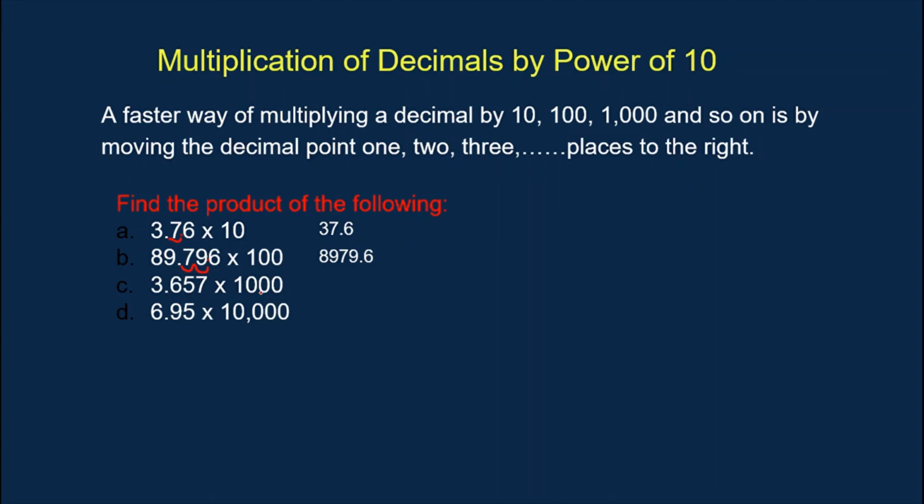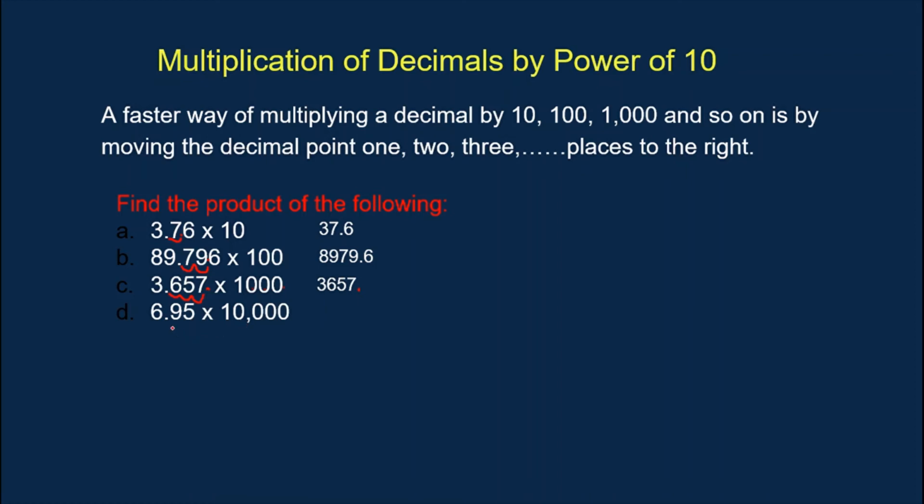So 1,000 has 3 zeros, so we're going to move this one 3 places to the right. 1, 2, 3. So this will be now the place of our decimal point, and for our final answer we have 3,657. Okay, and for the last one, multiply this one by 10,000.